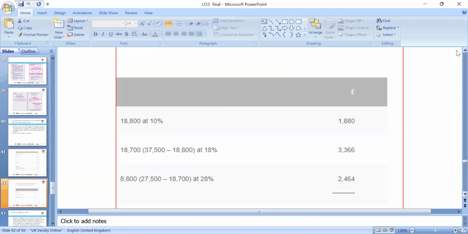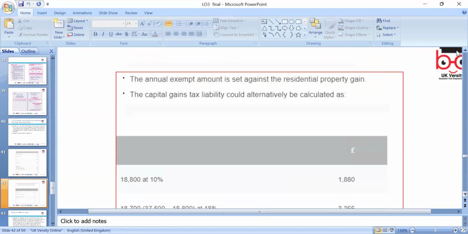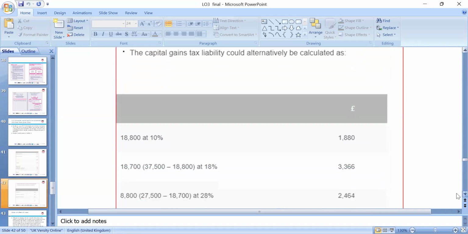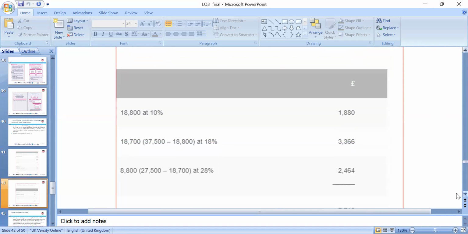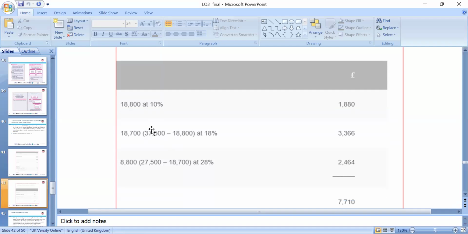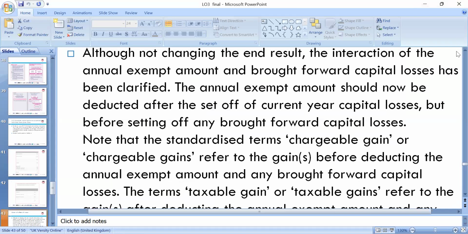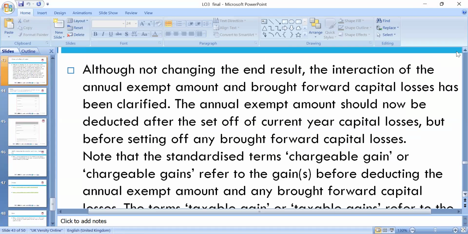So then please, if the annual exempt amount is set against it, again, the residential property gain and the capital gains tax should alternatively be calculated. So we can look at how much we have. What if that was a commercial property? Because for commercial it is 18% basic rate and 28% higher rate, so we need to apply those accordingly. Okay, any questions please if we have? Welcome. Okay, all those not charging at the end of the result, we can look at the annual exempt, we can look at the losses, we can carry forward and adjust them accordingly.